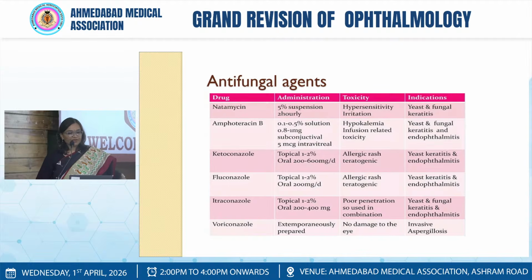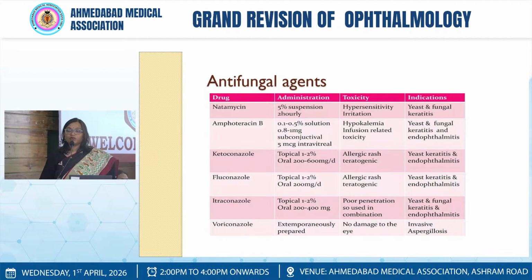Another commonly used antifungal is fluconazole, which is available as a topical 1 to 2% as well as oral tablets in the form of 150 to 200 milligrams. The drawback of systemic fluconazole is an allergic rash. It is teratogenic, and because fungal corneal ulcers are very resilient to treatment, we might have to give fluconazole for a month or two. Because it has liver toxicity, we prefer to do a liver function test before starting fluconazole and after 3 weeks, so that we can rule out any liver toxicity.